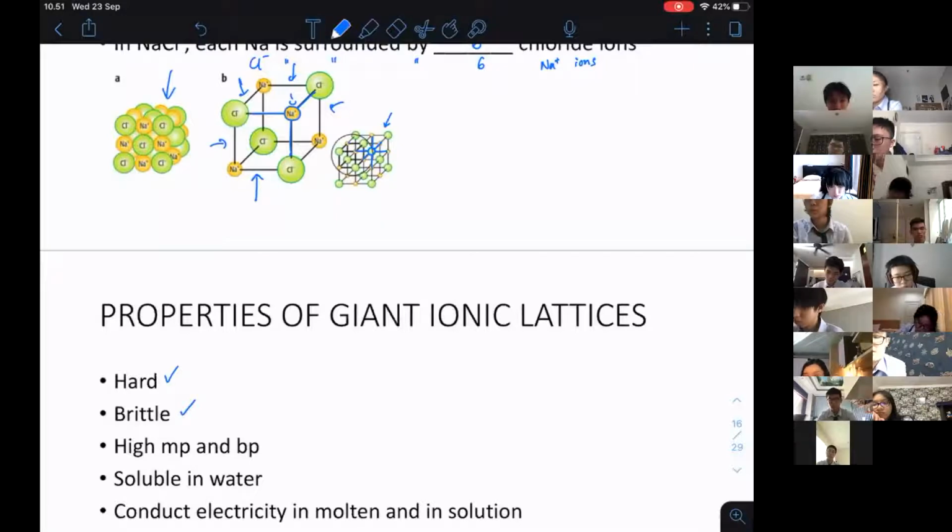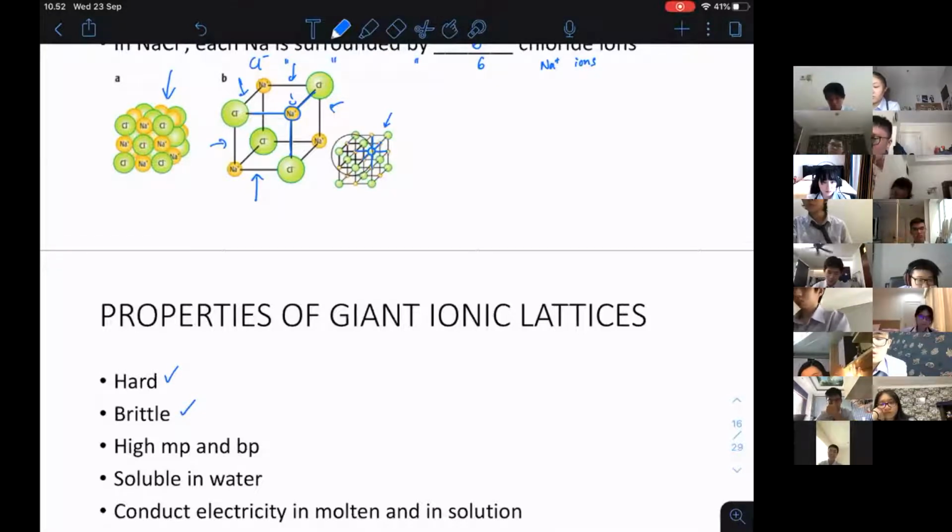Giant ionic lattices are brittle. Brittle means they can be broken also. So it's quite relative when you define hardness. When you try to scratch ionic lattices, you don't see a scratch because they are hard. But when you put them under a high amount of force or impact, what will happen? The giant ionic lattices will break. They are brittle.